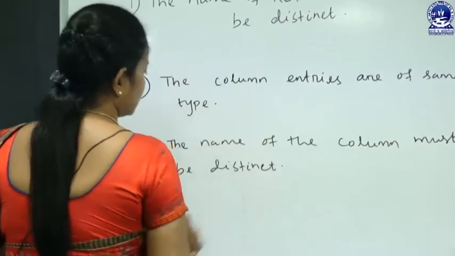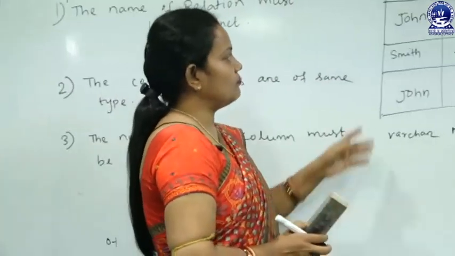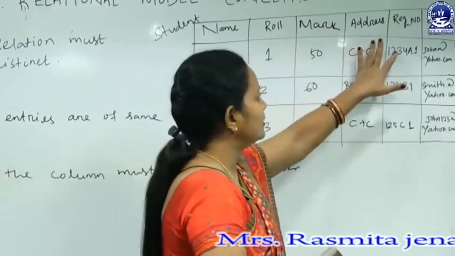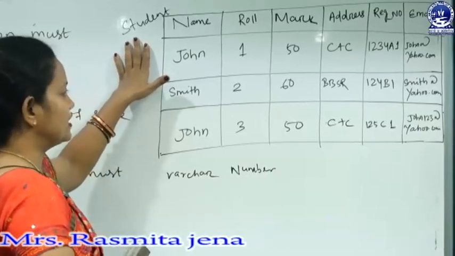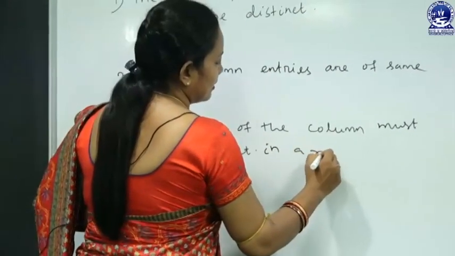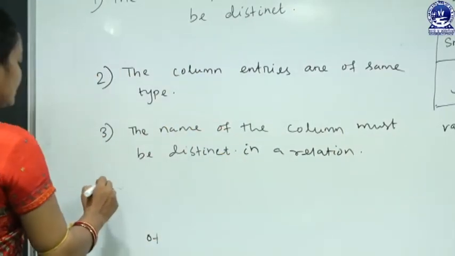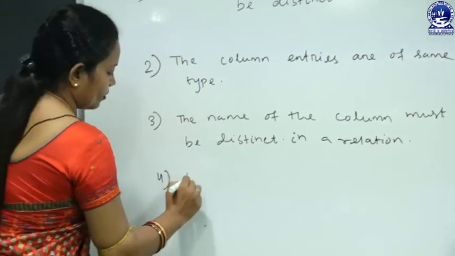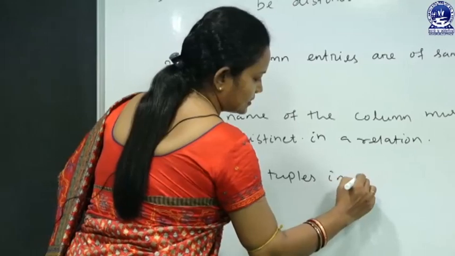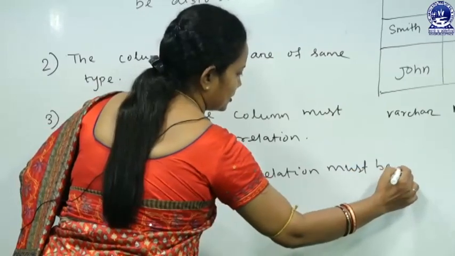The third property is the name of the column must be distinct. That means we have a name attribute, and with the same name we can't add another name attribute to the student relation. In a relation the name of the column must be distinct. Then next one is the fourth: all the tuples in a relation must be distinct.